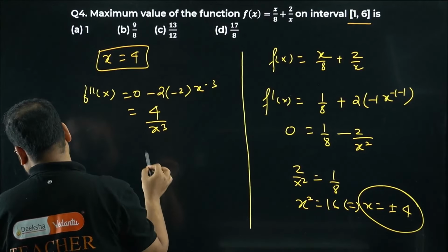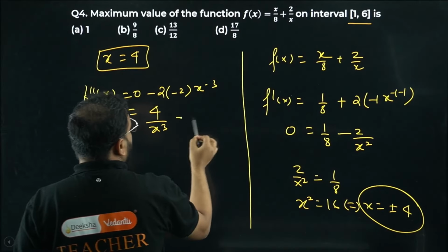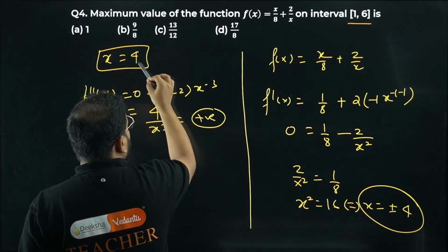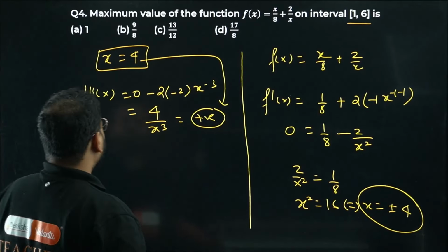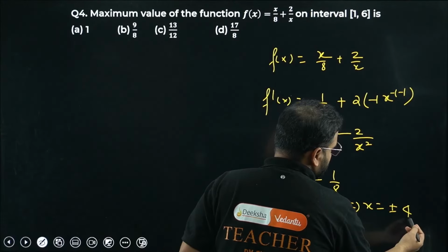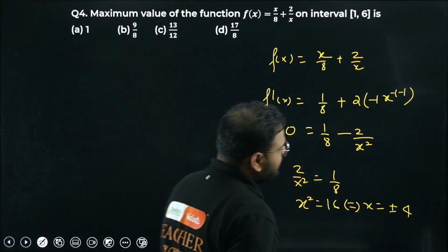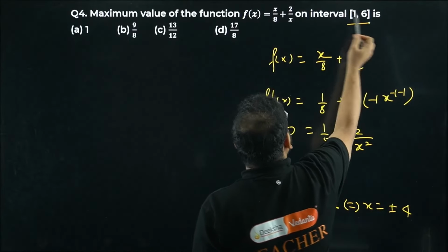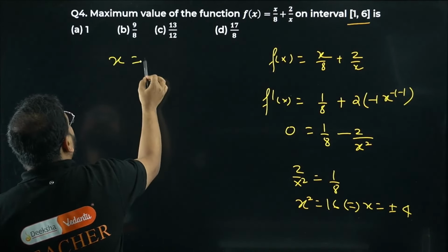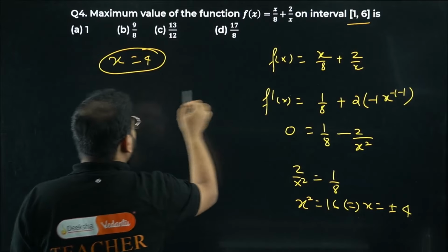So this will turn out to be positive. Put x equal to 4 over here. It will become positive only, no? It will be a positive value, right? But we can't take negative 4, because the interval is defined 1 to 6. So the x value will be turning out to be plus 4. So find the value of function f(x) at plus 4.